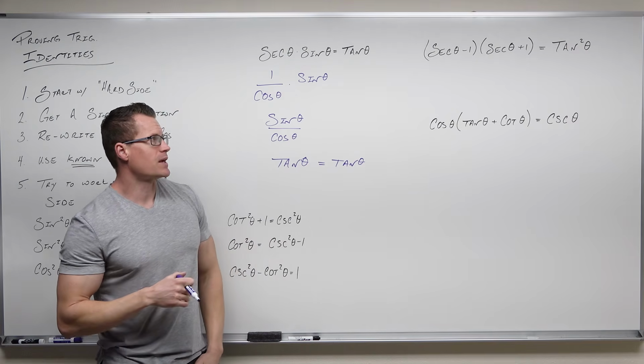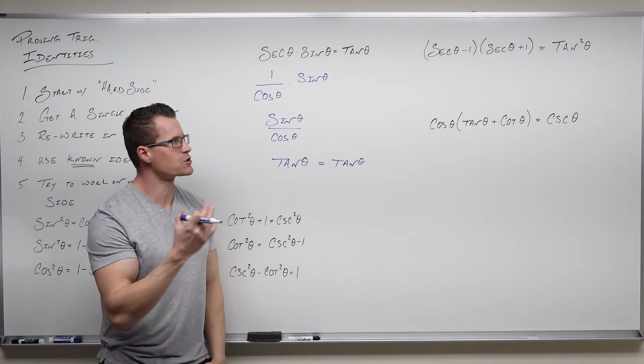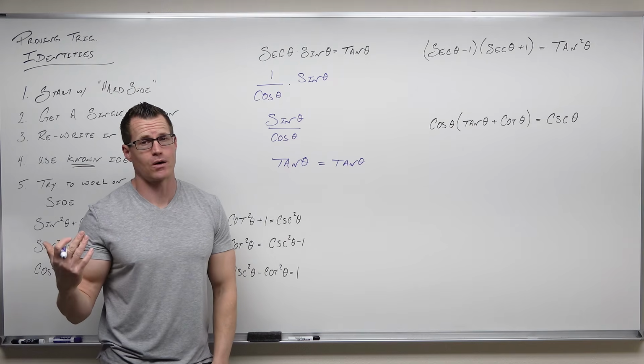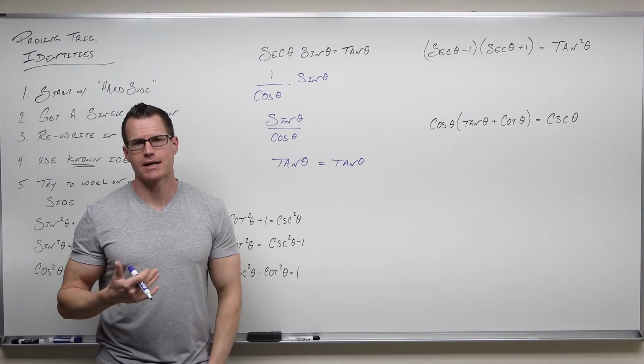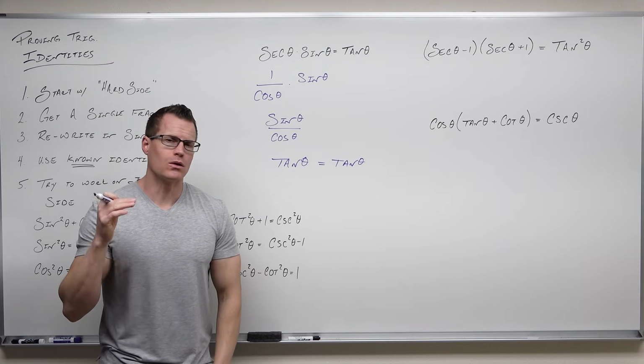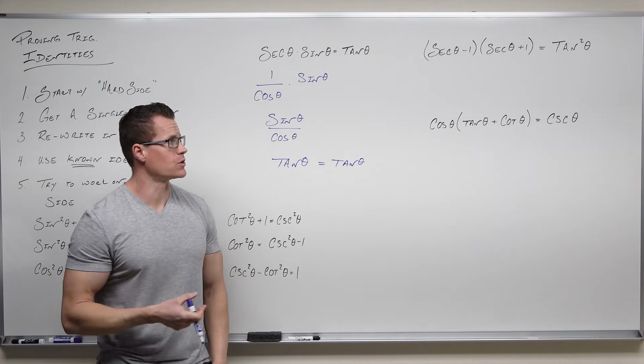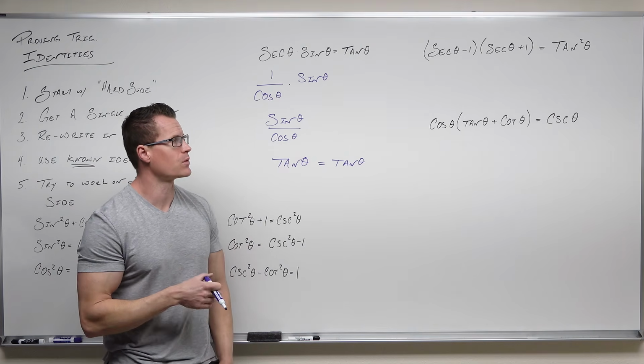So secant theta minus 1 times secant theta plus 1 equals tangent squared theta. I'm going to first look at this and identify what I think is the harder side. Looks like the left-hand side is harder. There's more stuff over there. Next thing I'm going to do is look if we have more than one fraction. I don't have any fractions, so that's satisfied.